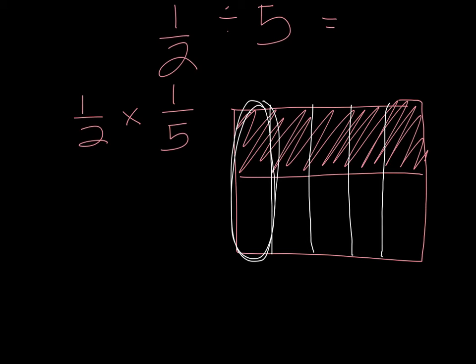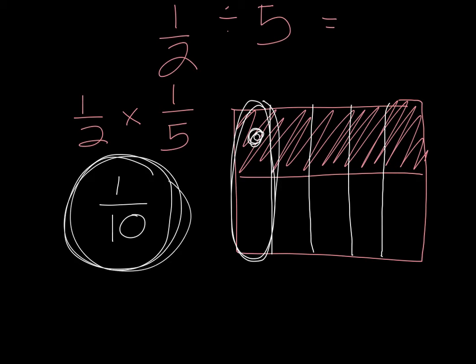That leaves me then with 1 out of 10, if I counted up all my blocks. So the answer is 1/10. So in terms of my pizza, again, if I had half of a pizza and I was dividing it by my 5 friends, everybody would get 1/10 of a piece of pizza. And don't forget, 5 and 1/5 are reciprocals. So if you were to do 1/2 divided by 5, it's the same thing as doing 1/2 times 1/5. Okay?